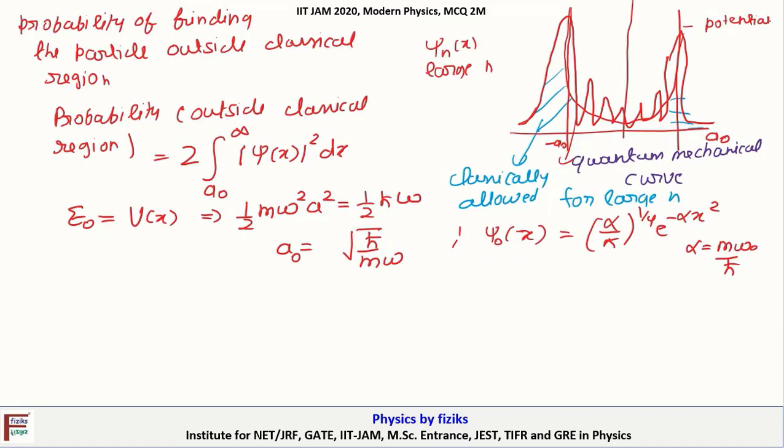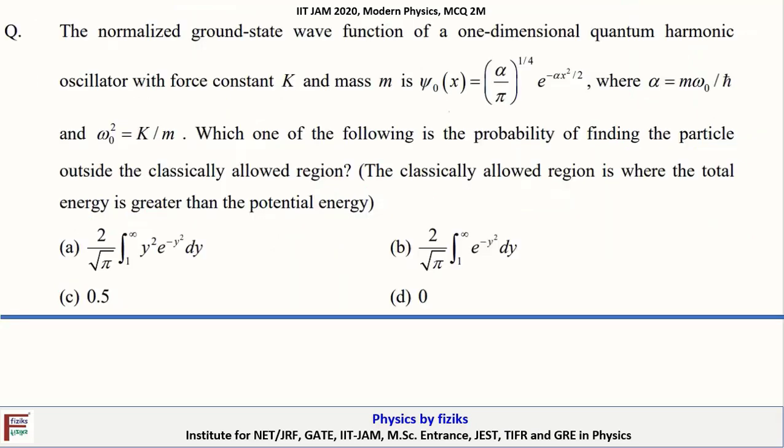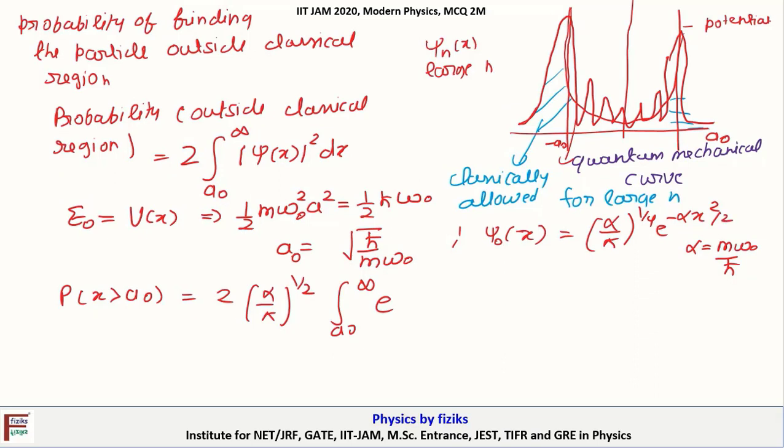M omega naught by h cross. So we can take it as m omega naught. Substituting these values in the above equation, we would have the probability of x greater than a0 equals twice alpha by pi to the power 1 by 2, integral from a0 to infinity of e to the power minus alpha x square dx.